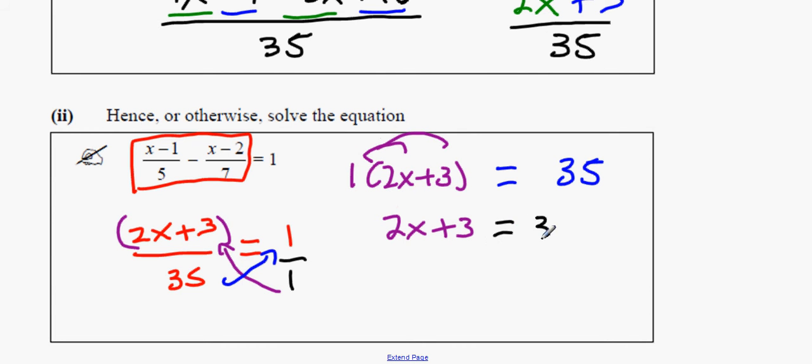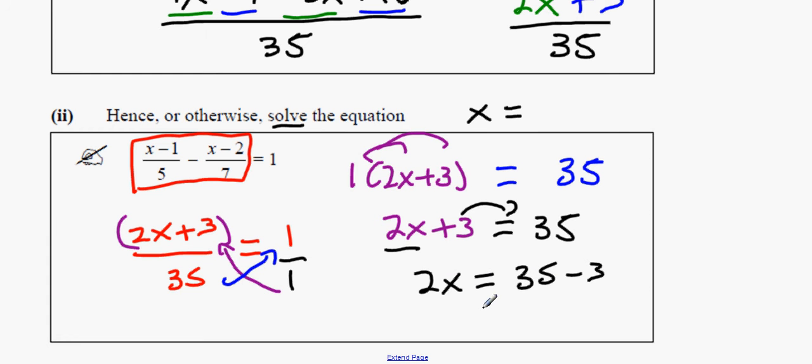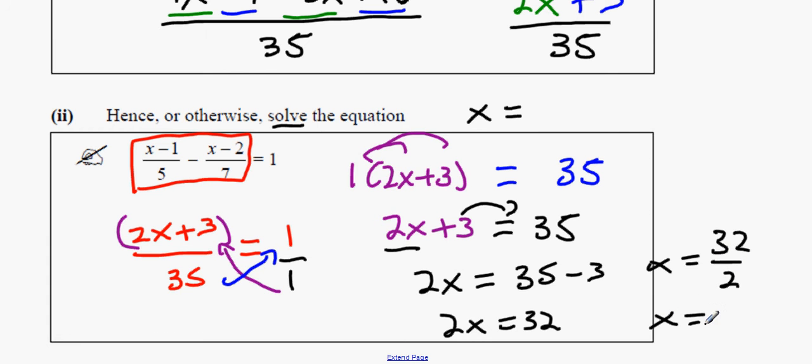Now, we were asked to solve this equation. When you're solving the equation, you're going to get x equals something, so you need x on its own. The 2 is being multiplied by x, so the 2 is the last thing to leave. So we're going to get rid of the 3 first. 3 goes over to the other side, so it's going to be 2x equals 35 minus 3. 2x equals 32. x equals 32 divided by 2. x equals 16. Okay.